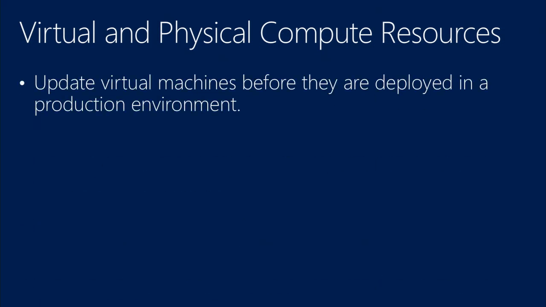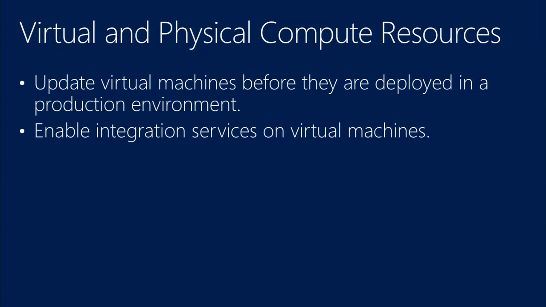So for virtual and physical compute resource, we have just some examples of things that you can leverage. Update virtual machines before they are deployed to a production environment. Always test this before you deploy. The same idea that Eduardo was talking about yesterday on his presentation, to have the validation environment. Enable integration services on the VMs, and like Guyana said yesterday, use RBAC, role-based access control. It's very important in this scenario.